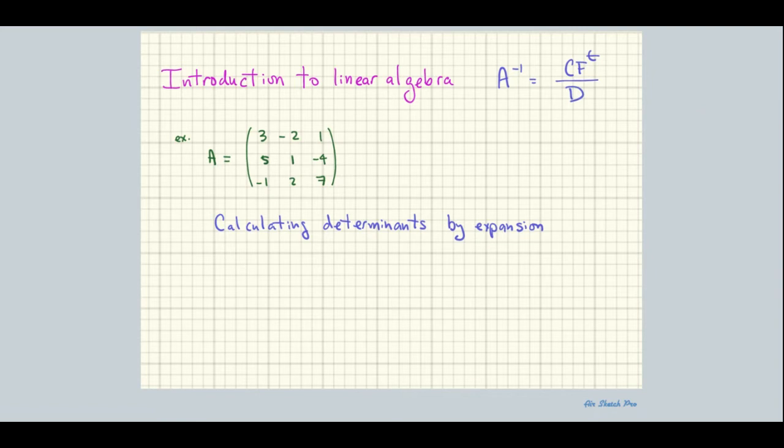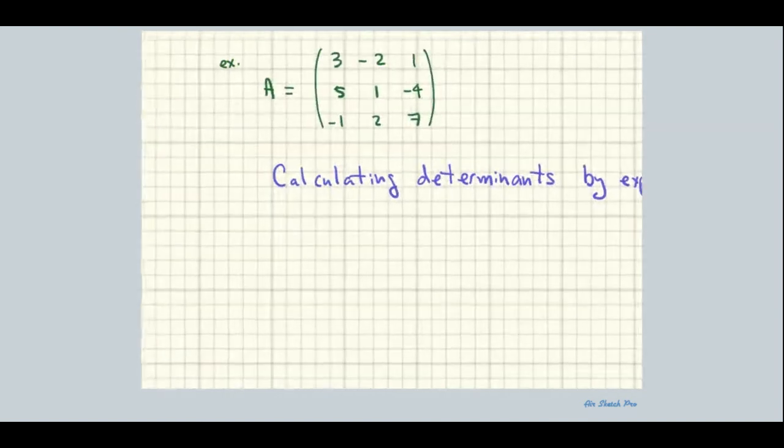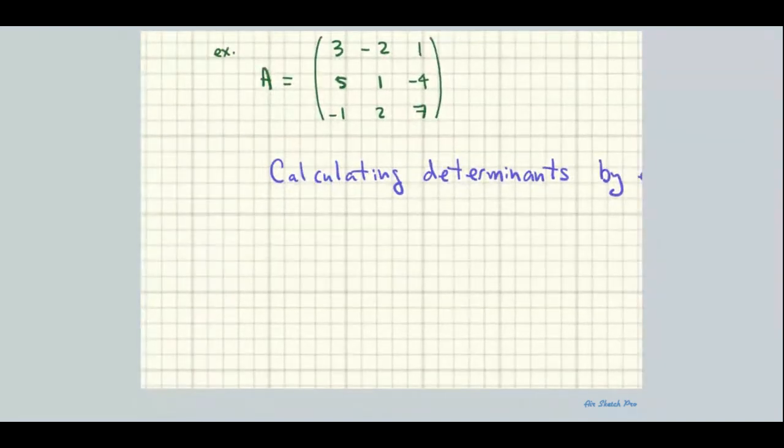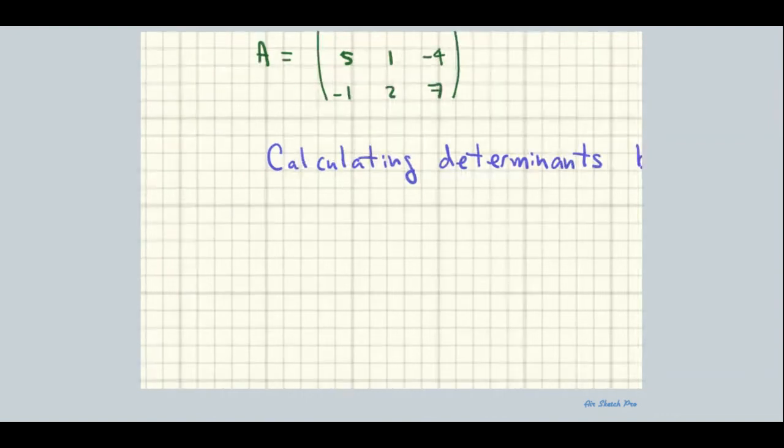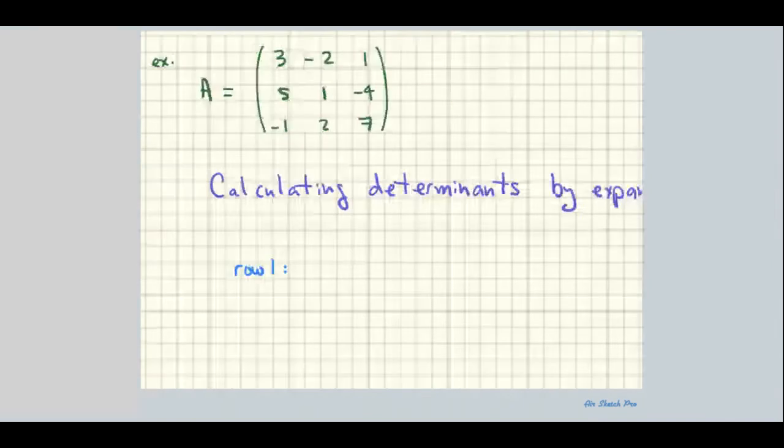Okay, so here's the idea. We're going to expand off of a row, or we're going to expand off of a column. Now, in the normal course of events, when people calculate the determinant, the first thing they do is they just expand off of row 1, because that's the easiest thing to do. Now, to expand off of row 1, what I'm going to do is take the entries in row 1.